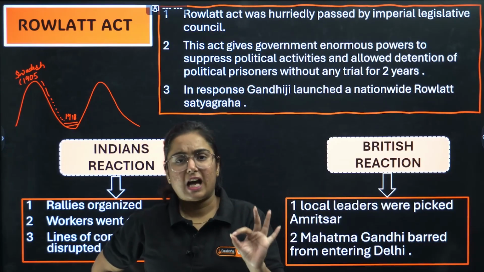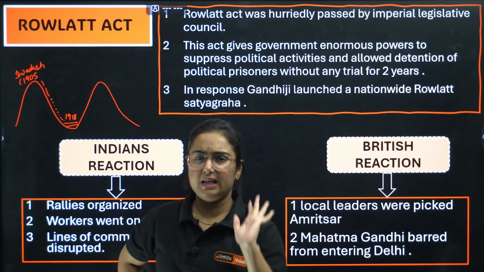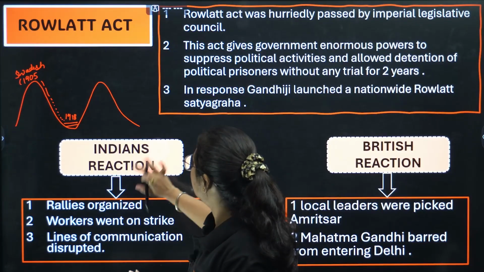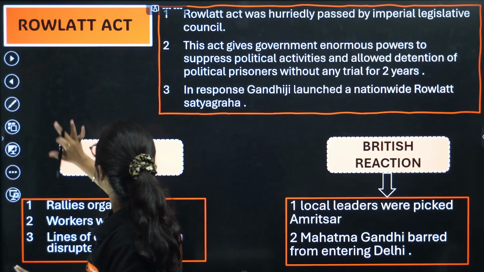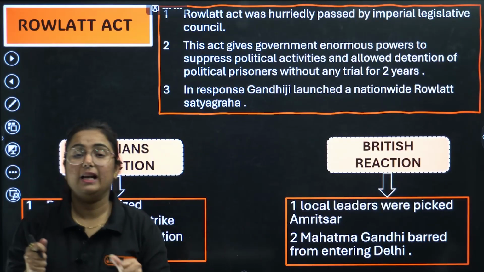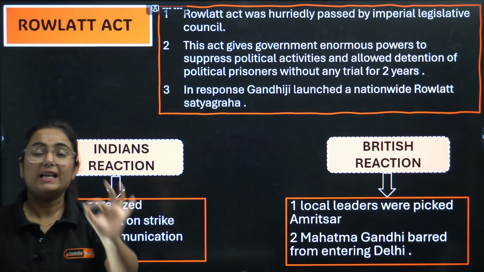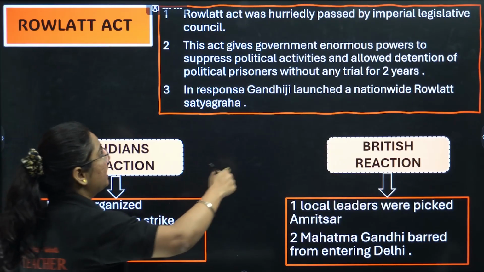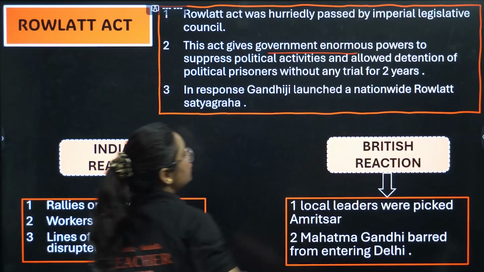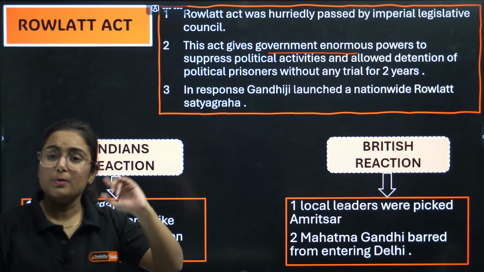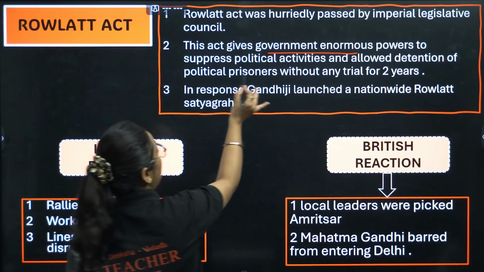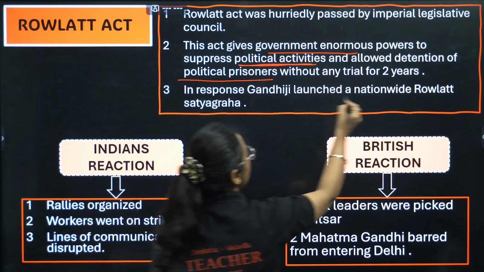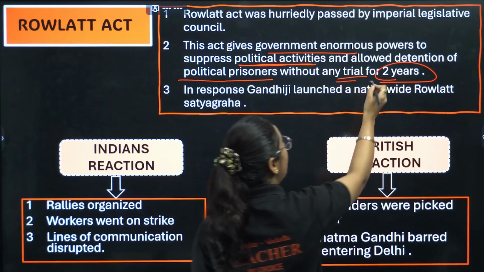At this time we have seen that revolutionary activities were increasing in India, and Britishers wanted to have control of them. So they hurriedly passed an act through their Imperial Legislative Council sitting in London. This act gave enormous powers to the government to suppress these political activists and allowed detention of these prisoners for up to 2 years without any trial.